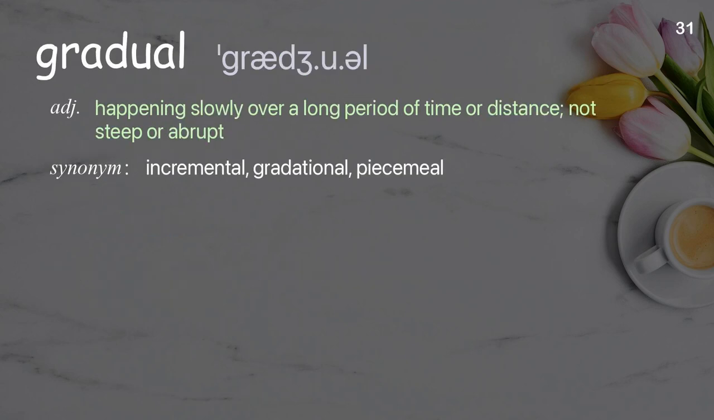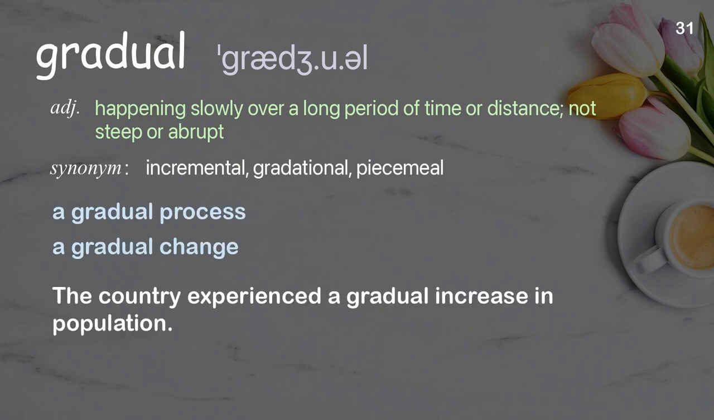Gradual: happening slowly over a long period of time or distance, not steep or abrupt. Examples: a gradual process, a gradual change. The country experienced a gradual increase in population.